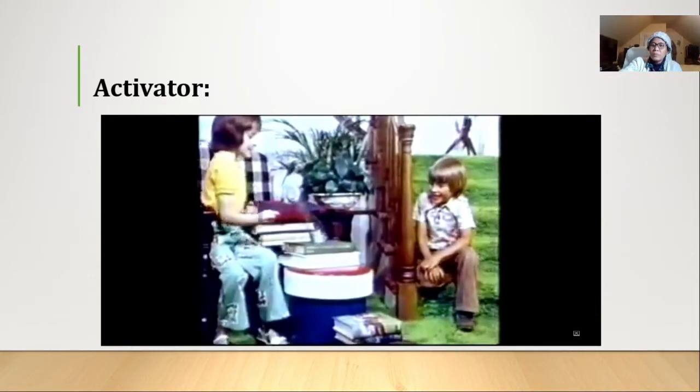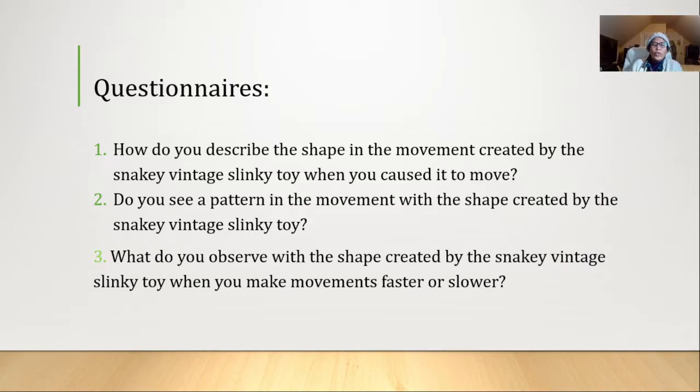So the questions for the students while they're doing their engagement: how would the students describe the shape and the movement created by the Snakey's vintage Slinky toy when they cause it to move? Do they see a pattern in the movement with the shape created by the Slinky? What did they observe with the shape created by the Slinky when they make movements faster or slower?